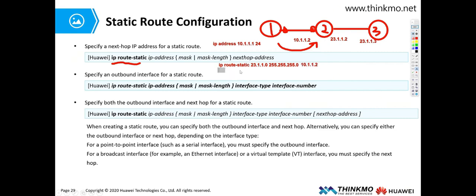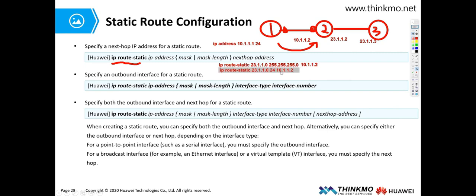Besides this method, we can also use IP route static here. In this process, we have our next hop. It can be written as 10.1.1.2. Besides the next hop here, we have the first two as 23.0.0.0, and here we can choose not to write its subnet mask, but rather the mask length. For example, we write 24, followed by the next hop, 10.1.1.2.